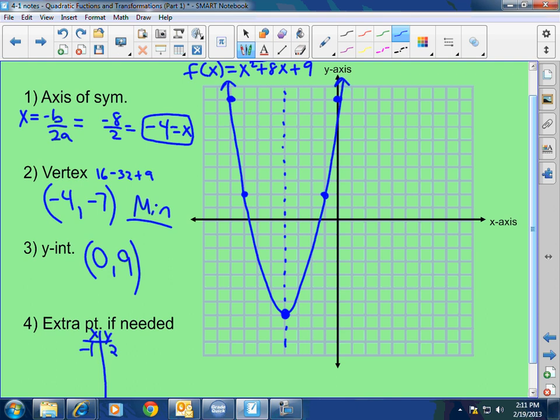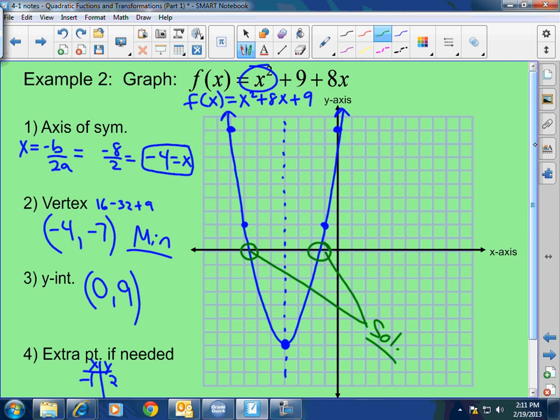Now, this is what I was talking about. Are my solutions here perfect? Guys, are those solutions perfect? No. How would I find my solutions to this?